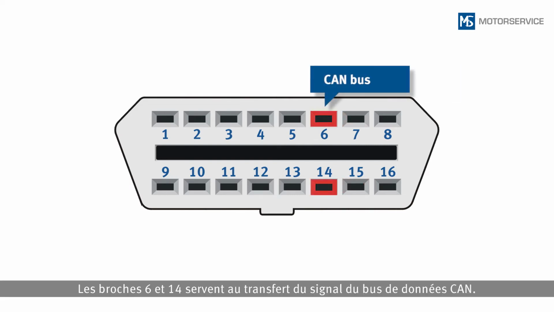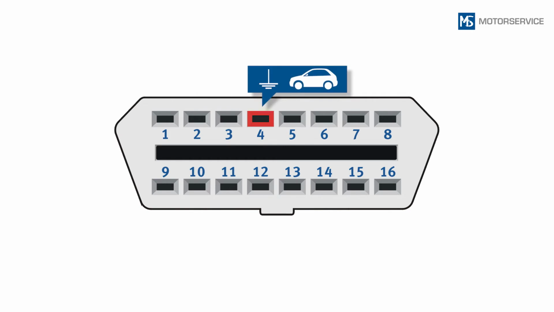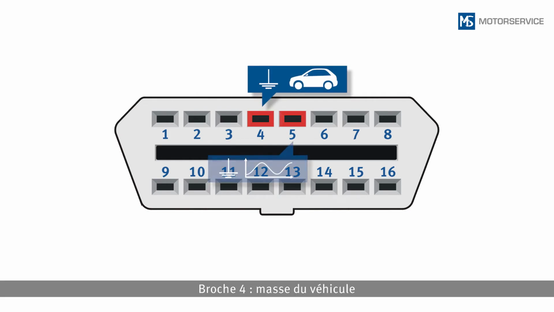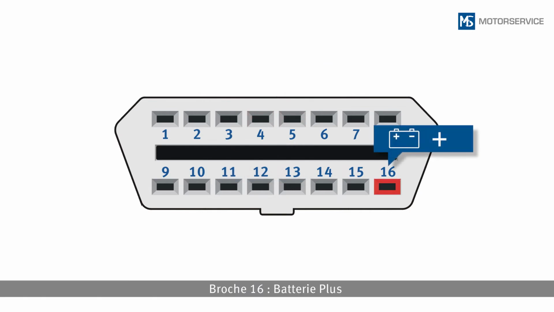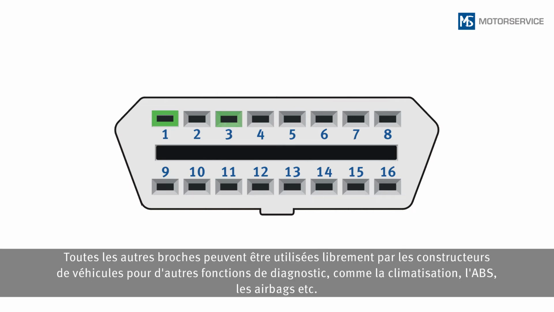Pins 6 and 14 are used to transmit the CAN data bus signal. Pin 4, vehicle ground. Pin 5, signal ground. Pin 16, positive battery terminal. All other pins can be freely used by vehicle manufacturers for additional diagnostic functions, such as air conditioning, ABS, airbags, and so on.